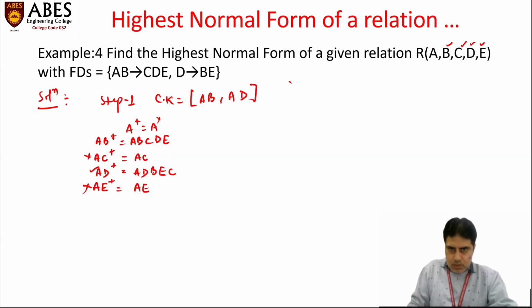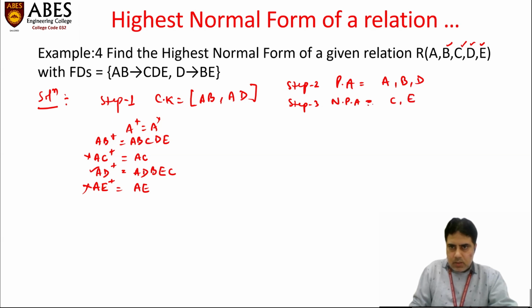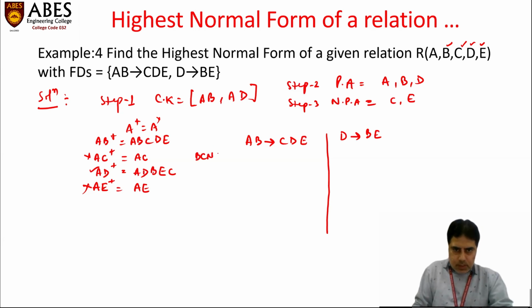Now, step 2, prime attributes. Prime attributes are A, B, D. And step 3 is non-prime attributes. That is, C and E are the non-prime attributes. Now check for the highest normal form. The given functional dependencies are AB determines CDE and D determines BE.